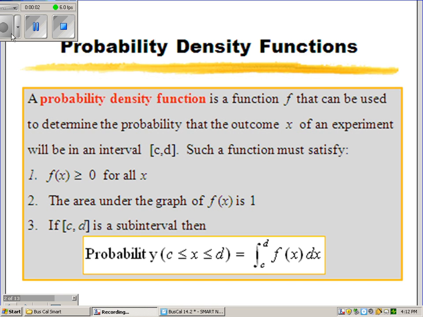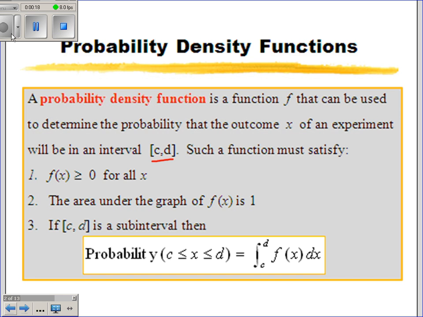We're going to talk about a couple applications of the definite integral. First, a probability density function is a function that can be used to determine the probability of an outcome X of an experiment. You're trying to figure out that the probability is within a certain interval. So such a function has these characteristics. One, the function must be greater than or equal to 0 for all x. Two, the area under the graph of the function is always 1.